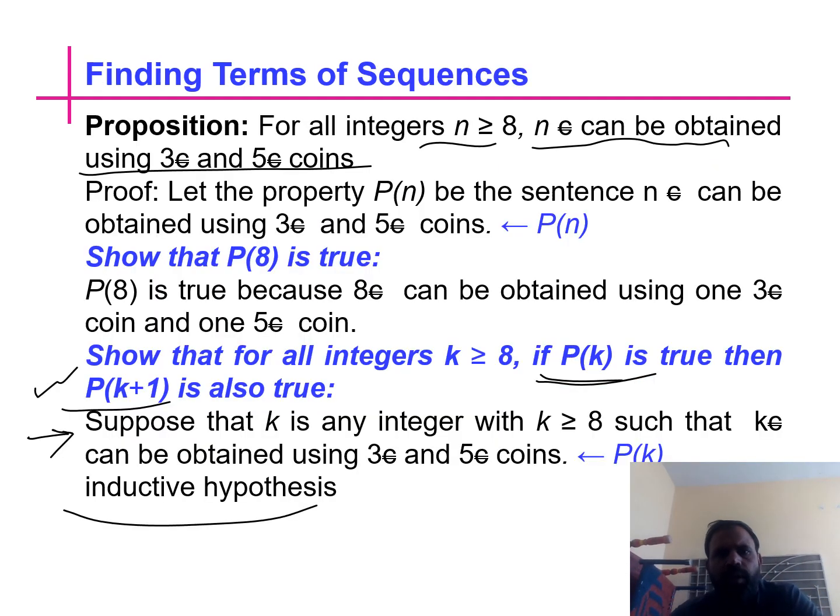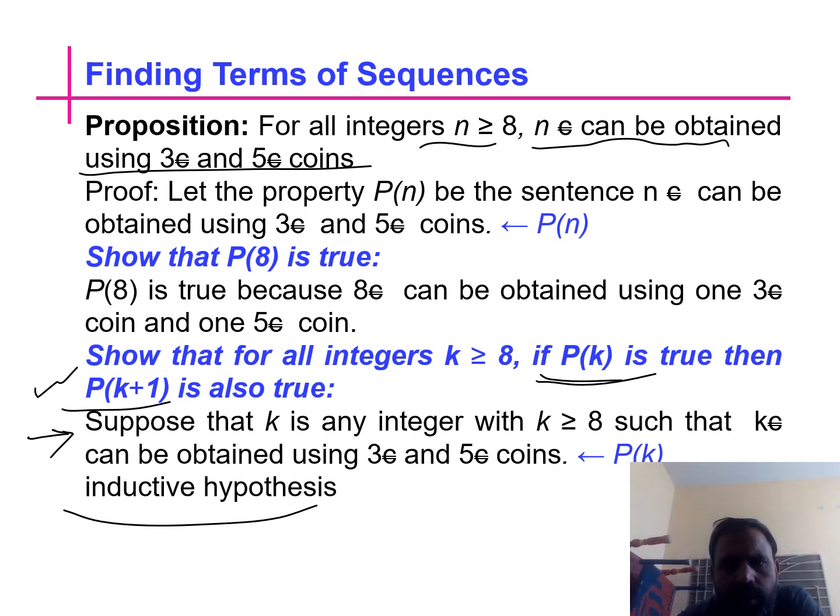Here it is defined in terms of the proposition: for all integers n greater or equal to 8, n cents can be obtained using 3 cent and 5 cent coins. Let the property P of n be that n coins can be obtained using 3 and 5 coins. So this is P of n. Show that this statement P of 8 is true, because 8 cents can be obtained using one 3 coin and one 5 coin.